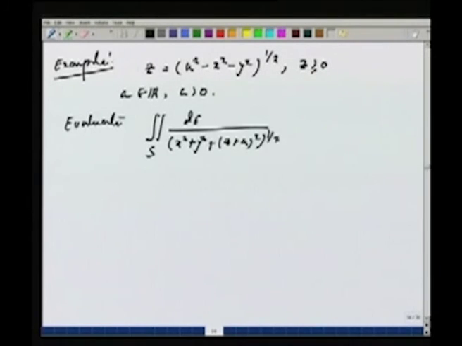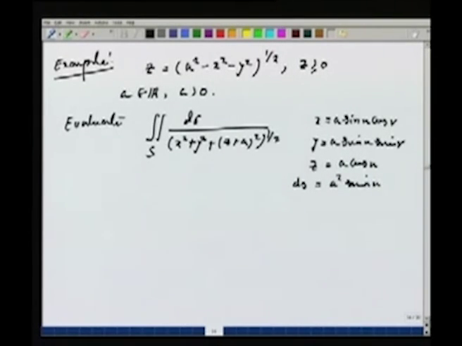Okay. Now to evaluate this integral, I will use the parametric representation, that is x equals a sin u cos v, y equals a sin u sin v, z equals a cos u. In that case, I know the area element dS, that turns out to be a square sin u. Okay. Then the double integral is, first the variation of u, since I am looking at the upper hemisphere, u varies from 0 to pi by 2, v varies from 0 to 2 pi certainly.